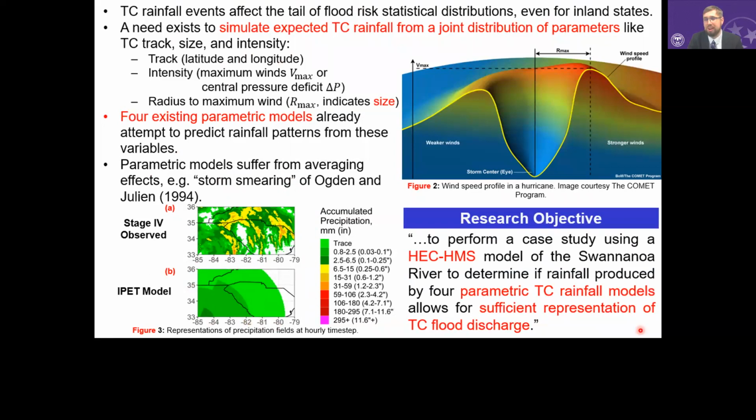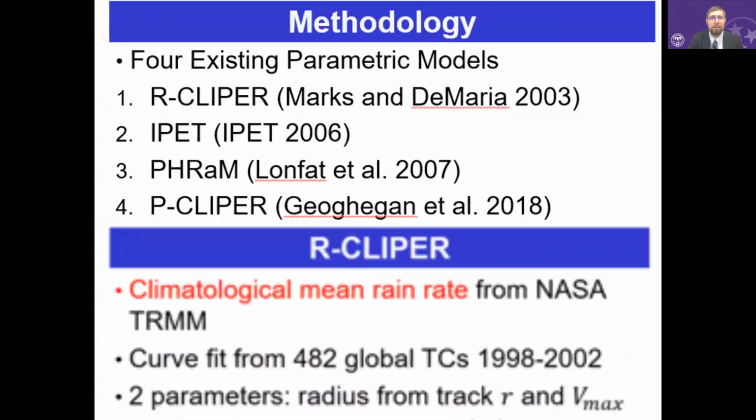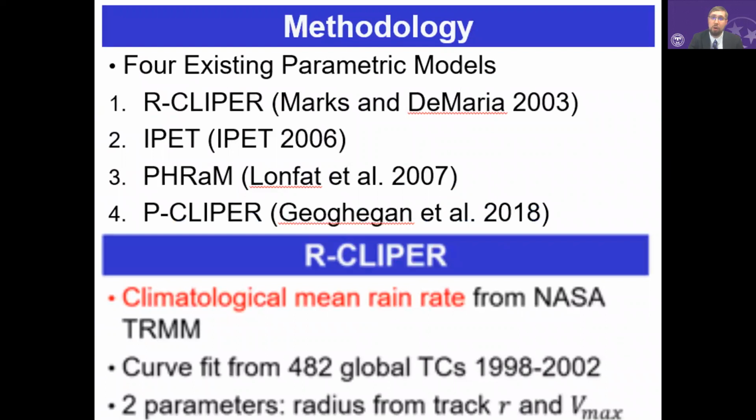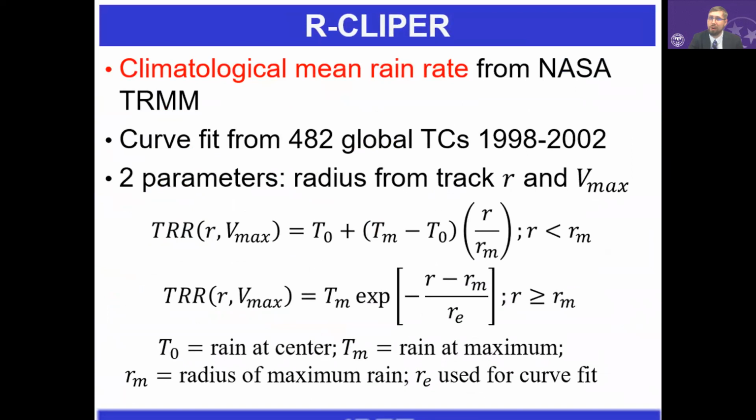So the research objective today is to perform a case study using a HEC-HMS model of the Shenandoah River to determine if rainfall produced by these four parametric TC rainfall models allows for sufficient representation of TC flood discharge. We're only going to look at one of them today for space and time considerations. So the four that were ultimately considered are RCLIPER, IPET, FRAM, and PCLIPER. A little bit more on each of those.